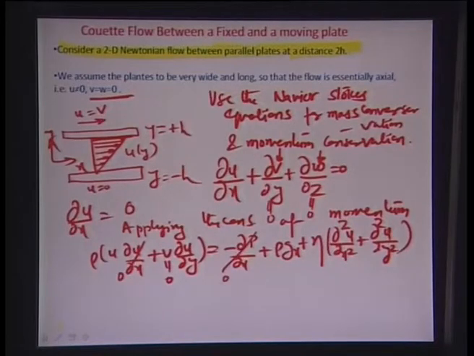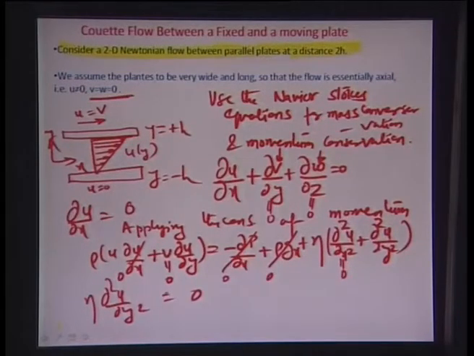We assume there is no pressure gradient, it is just a movement of fluid trapped between two plates with one moving, one fixed, and there is no inertial component of the flow. Also, ∂²u/∂x² is 0 because ∂u/∂x itself is 0. So, therefore, we are only left with η ∂²u/∂y² equals 0.